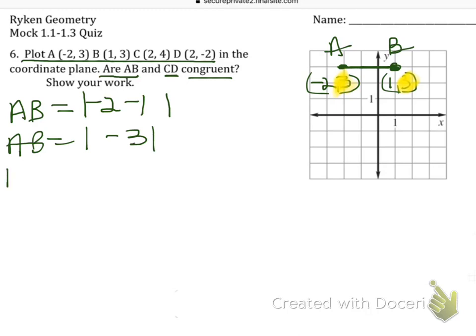But remember, we just can't say, well, it looks like it's not. We have to show some work. So let's continue the same approach we had a moment ago. So this point is 2, 4. So C is located at 2, 4. And D is located at 2, negative 2.